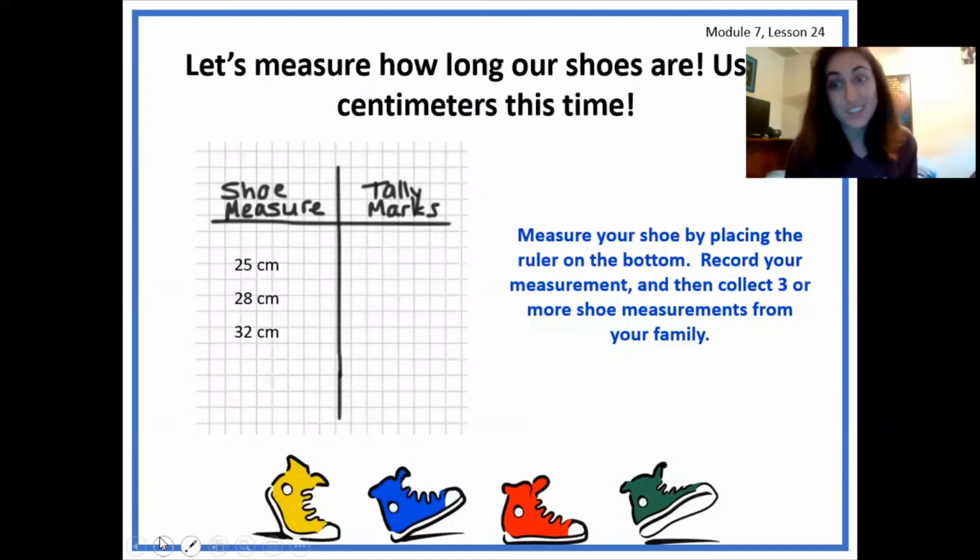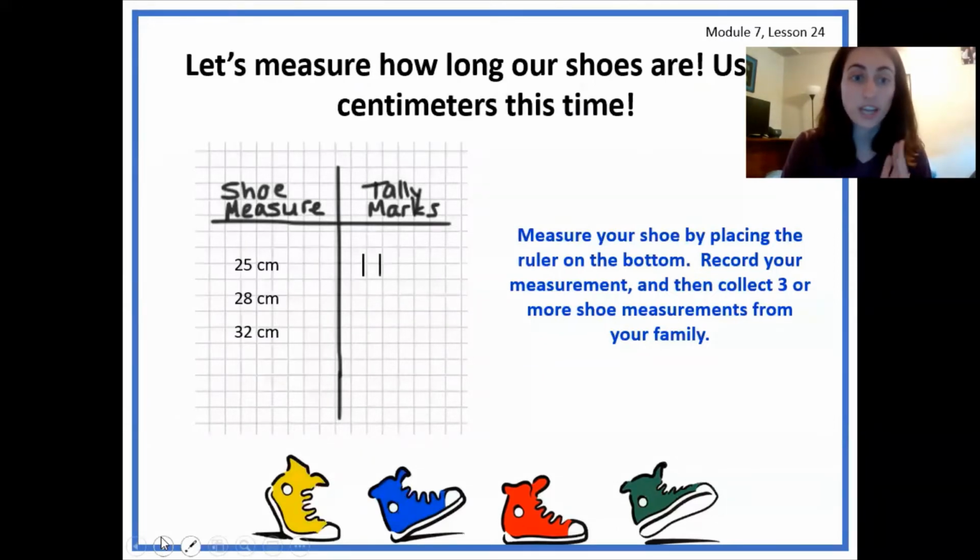So I went around the house again. Now I didn't measure Bo's this time because he doesn't wear shoes, but I measured Mr. Becca's again, Miss Trisha's, and Mr. John's, and look at what we came up with. We have 25 centimeters, 28 centimeters and 32 centimeters.